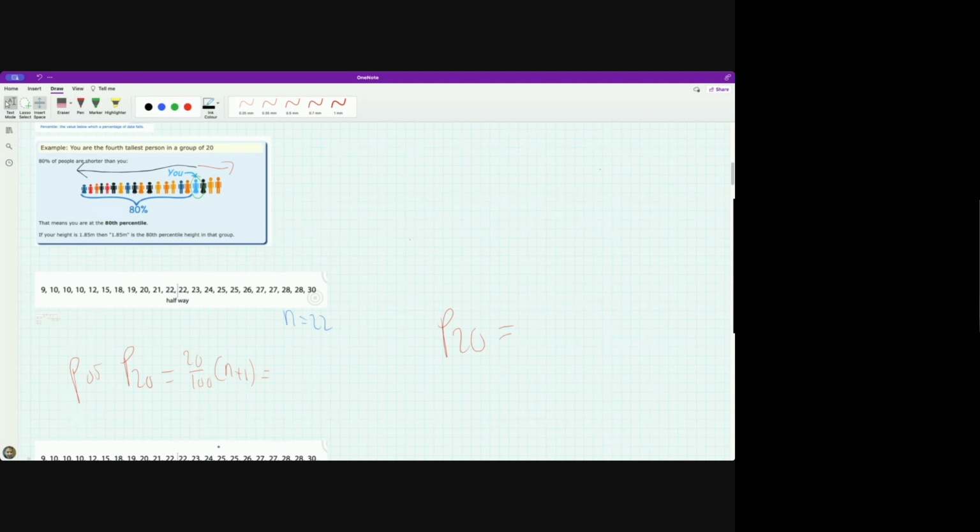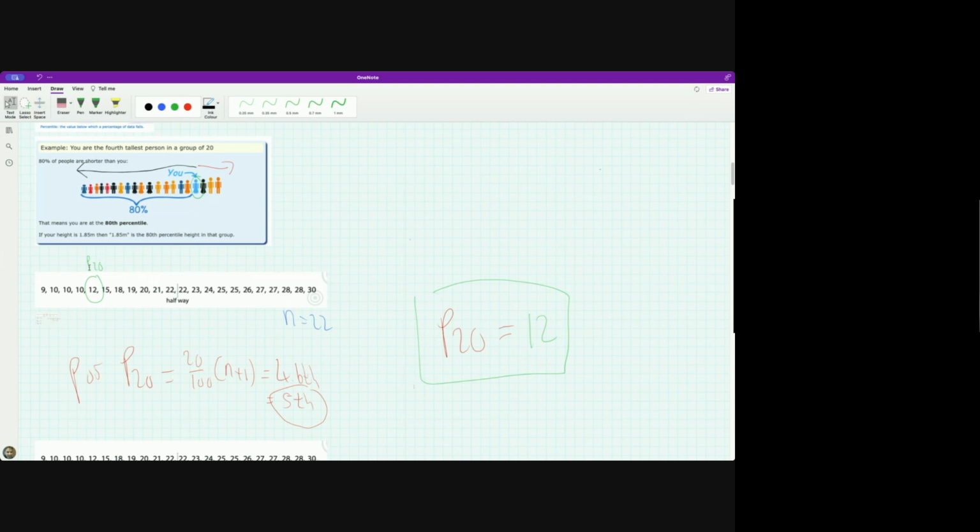So I get 4.6, but then that gets rounded off to the 5th position. And the 5th position, 1, 2, 3, 4, 5. So P20 is going to be 12.